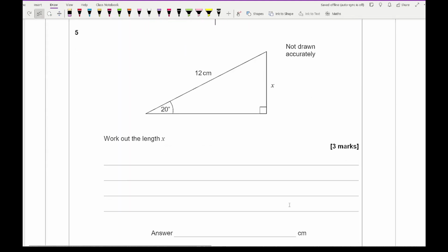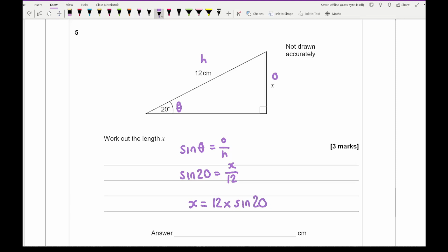Then moving on to question 5. So here we've got to work out the length of x, and this is a trig question. So I start by labelling the components I know. So this is theta, so that's going to be the opposite, and that's going to be the hypotenuse. So I'm going to be using sine. So I've got sine theta equals O over H. And then substituting numbers in, I get sine 20 equals x over 12. So x equals 12 multiplied by sine 20, and if I type that into my calculator, I get an answer of 4.1, to 1 decimal place.